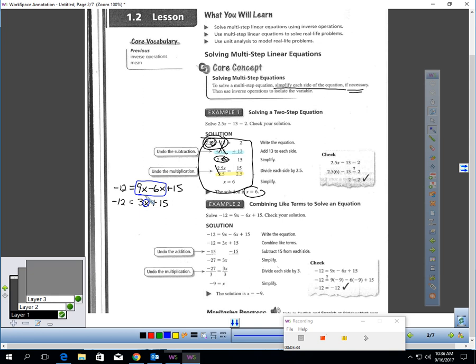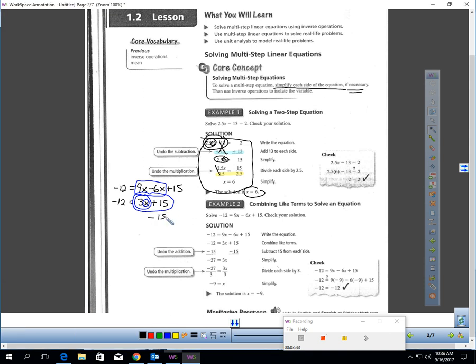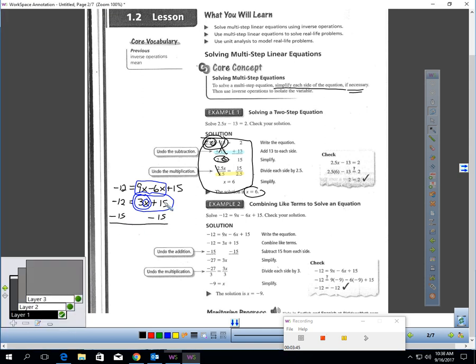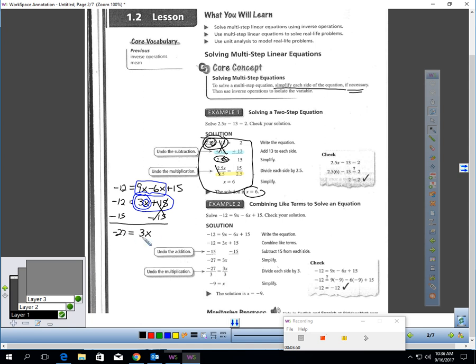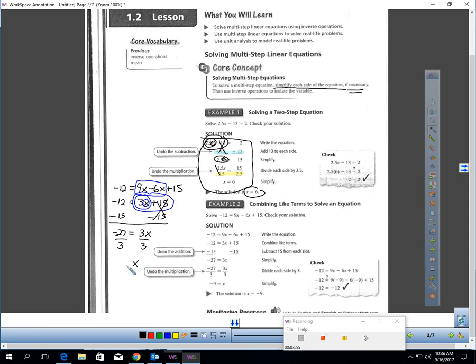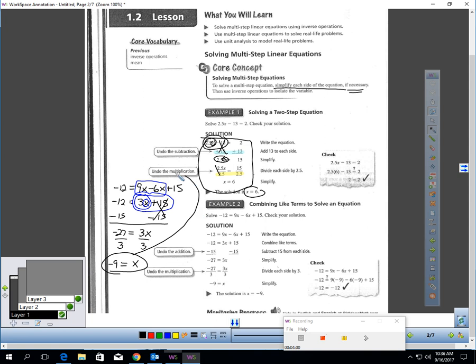So now I'm thinking about my onion. X is the center, times 3 is the next layer, plus 15 is the outside layer. I've got to get rid of plus 15, so I'm going to take away 15 from each side, and that would give me 3x equals negative 27. Then you can divide each side by 3 to get rid of the times 3, and x would equal negative 9. Then I should check my answer. If I plug negative 9 in here and there, this side should equal negative 12. If it doesn't, I know I have a mistake.